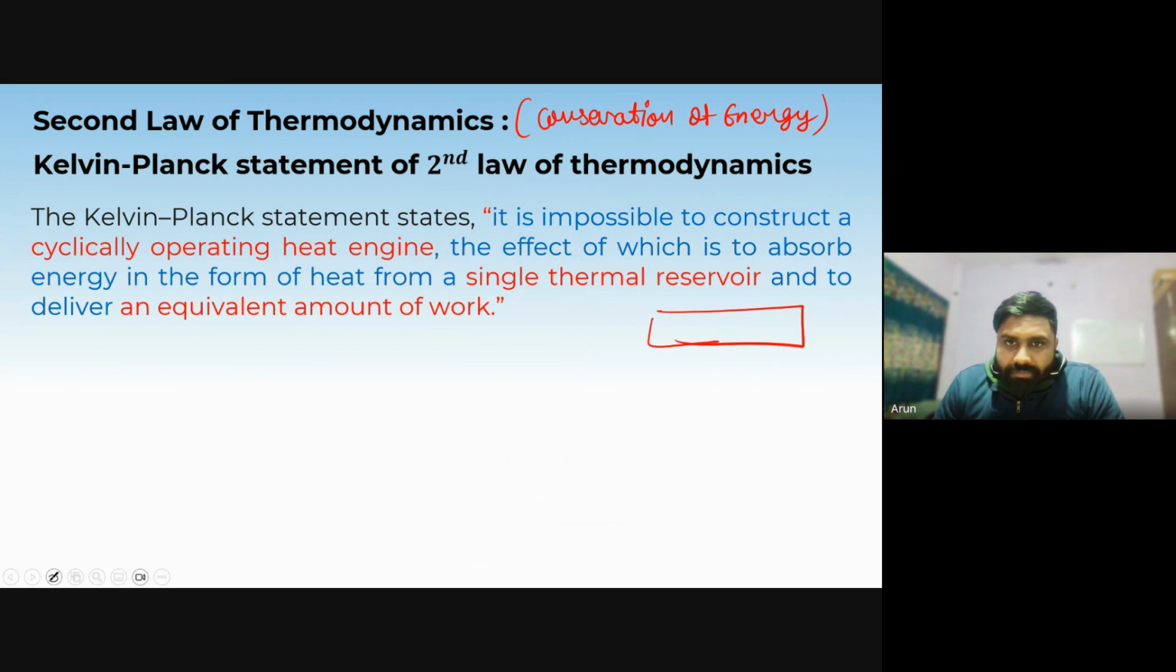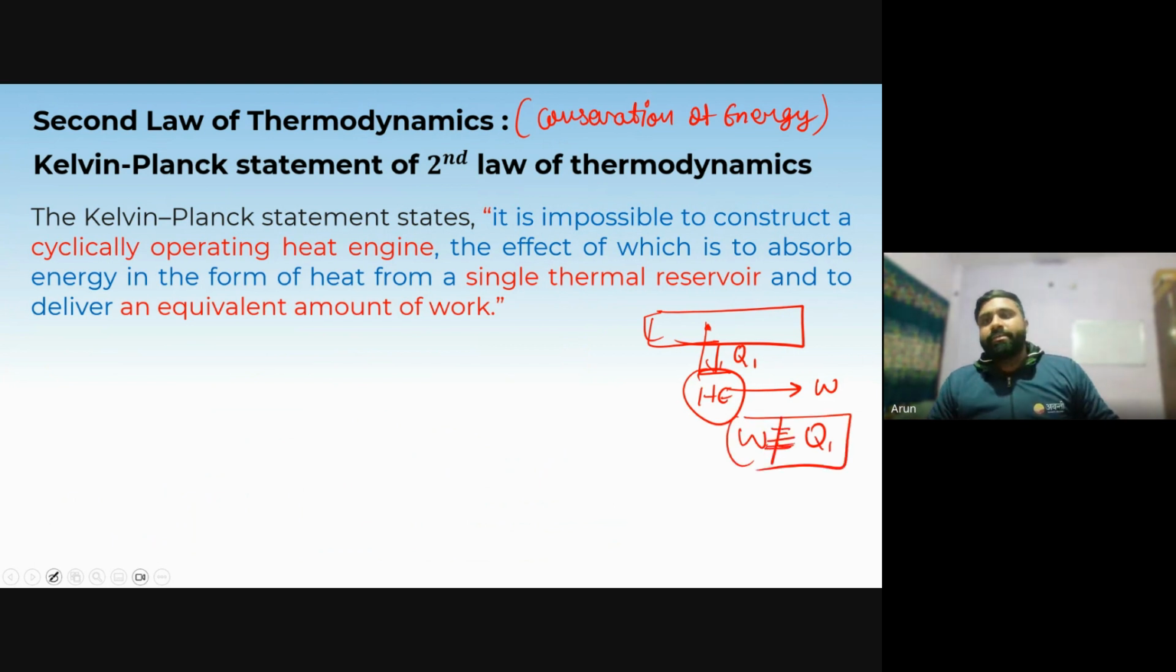So if it is possible, we have only this source, we have this heat engine here, we have taken this Q1 amount of heat and then work done. So we will have work is equal to Q. So it is not possible. Some of the heat you have to reject to the atmosphere, which also indirectly says that an engine could not be 100% efficient, because efficiency, what is efficiency?